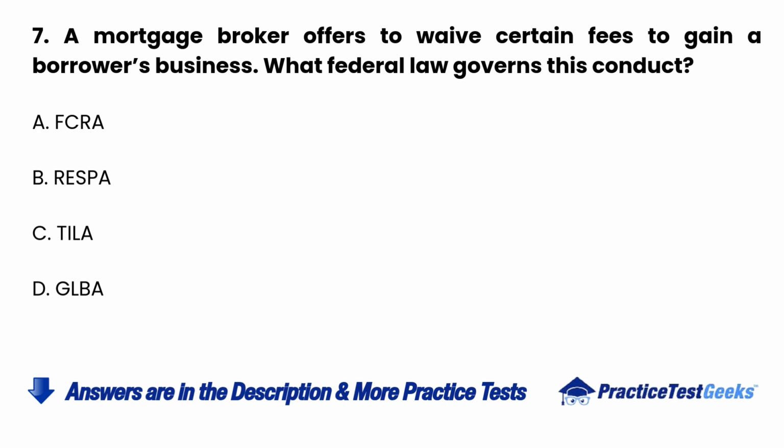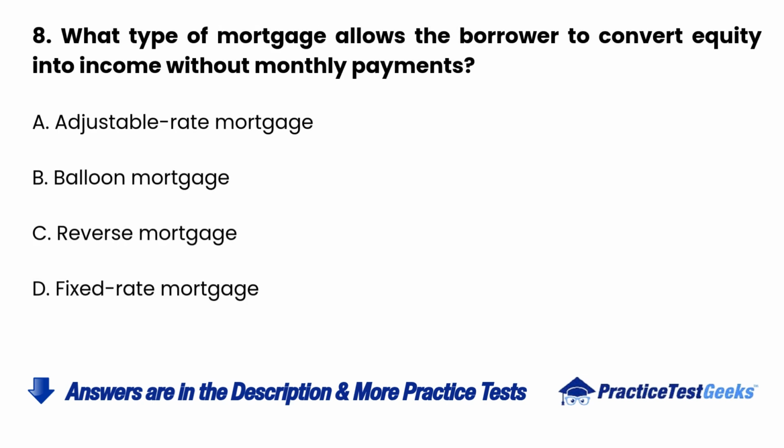7. A mortgage broker offers to waive certain fees to gain a borrower's business. What federal law governs this conduct? A. FCRA. B. RESPA. C. TILA. D. GLBA.